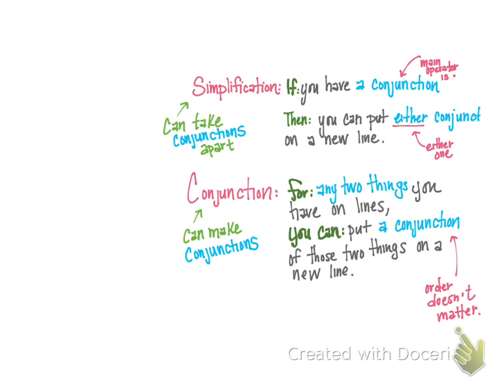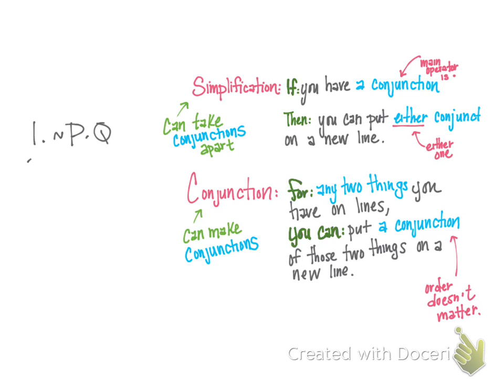The simplification rule says that if you have a conjunction, if the main operator is a conjunction, this rule only applies to conjunctions, then you can put either conjunct on a new line. Either one, that's important.